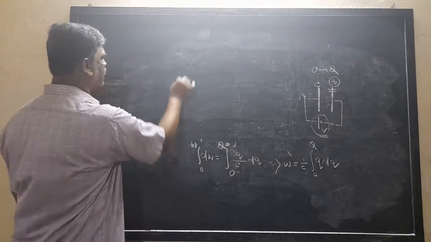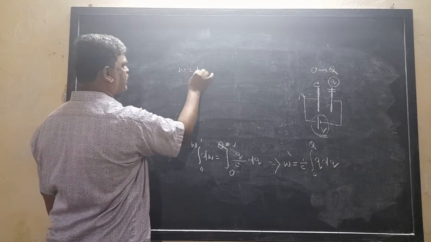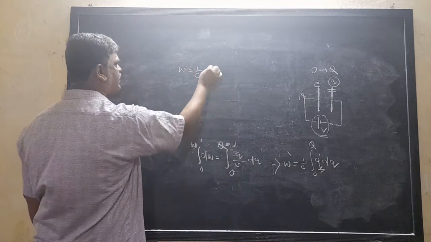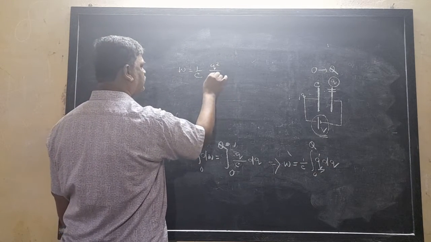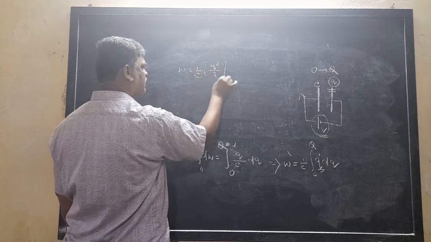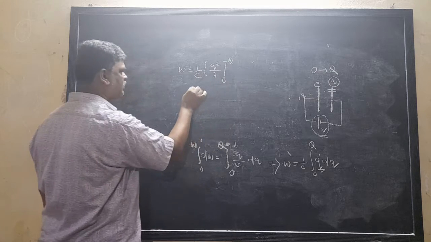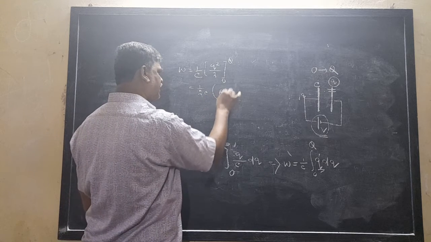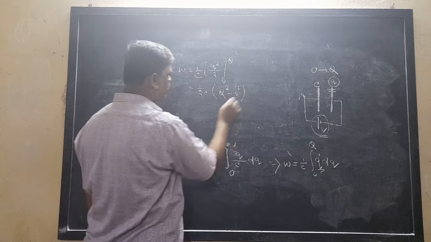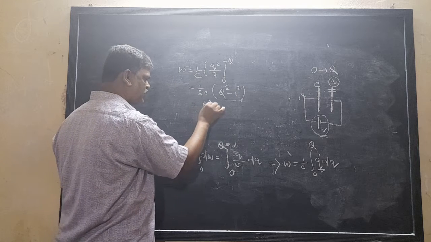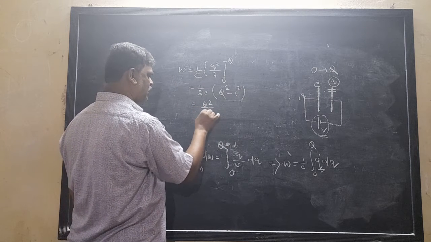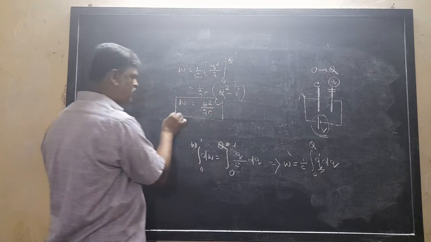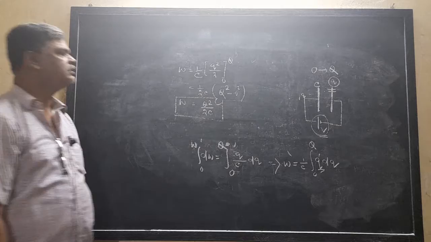Then if you integrate, W is equal to 1 by c. Then the q integration, the power is 1, so that is equal to q square by 2. Then the limit varies from 0 to q. Then that is equal to 1 by 2c, and this is q square minus 0 square. This is equal to q square by 2c. So this is the work done to store the charge in the capacitor from 0 to q.